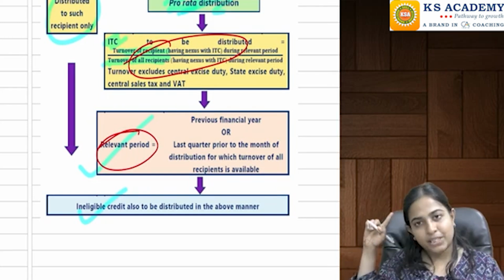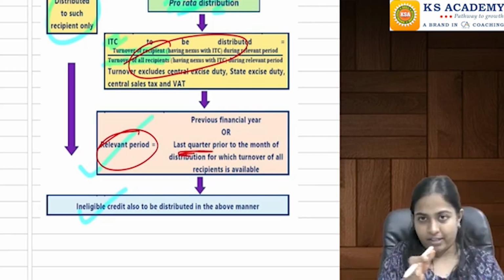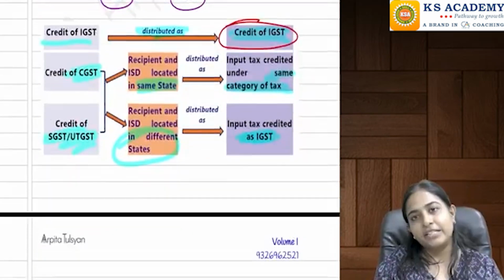Relevant period is the last previous year, or if you do not have any figures available for the previous year, then the last quarter, just the quarter before now, you can take those figures and do the distribution.